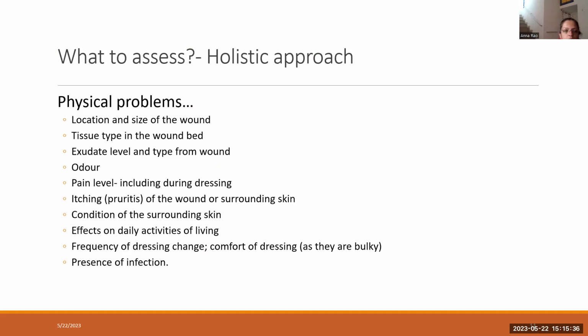will also cause, because exudates will be there, right? Then odor will be there, right? So that you had included. Pain level also, because of the wound, and at the same time because of the dressing also, right? Okay. Then surrounding tissues, right?